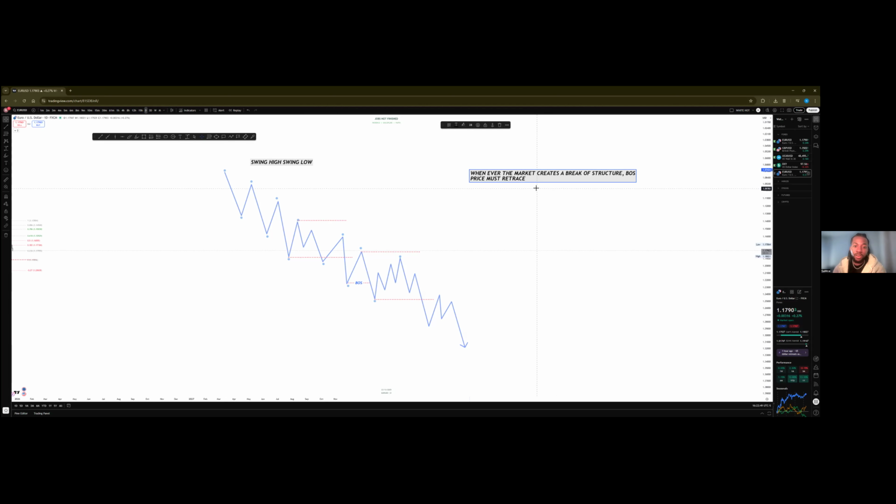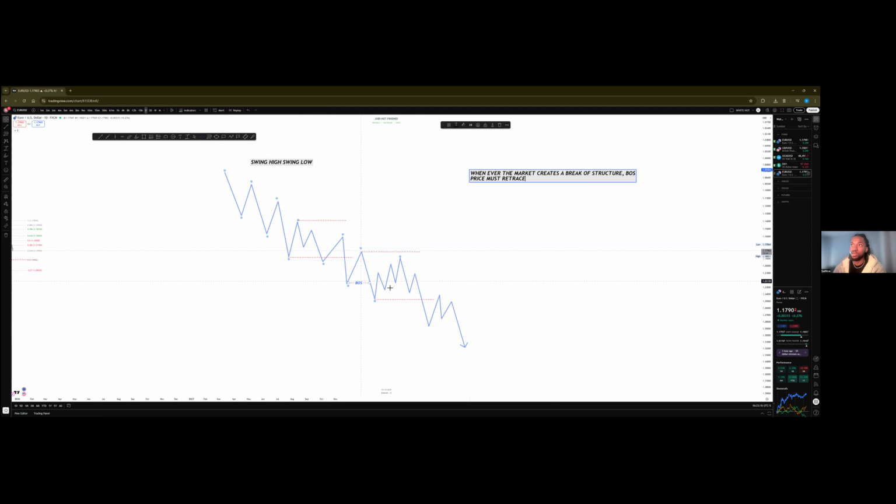Okay? Whenever there is a break of structure, the market has to retrace. It's always going to retrace. So as you see here, every single time we've broken underneath the previous low, the market has to retrace. This is the reason why I say the market moves in three different ways. In the beginning, I say it either moves bearish, bullish, or consolidated. So same thing that happened here.